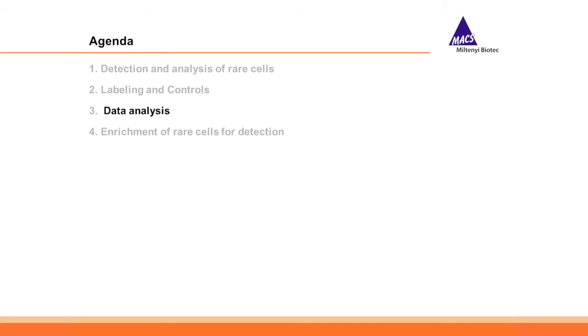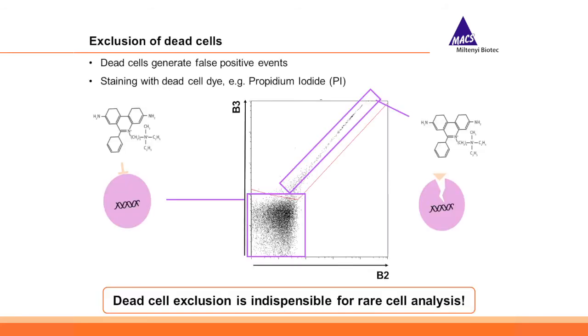Okay, so the next part I would like to talk about is, what can you do on the data analysis level to improve your data for rare cell application? One that probably many of you know already is the exclusion of dead cells. I recommend doing it every time you work with living cells, but it's indispensable when you use rare cells. Dead cells generate false positive events because they bind any kind of reagent non-specifically.